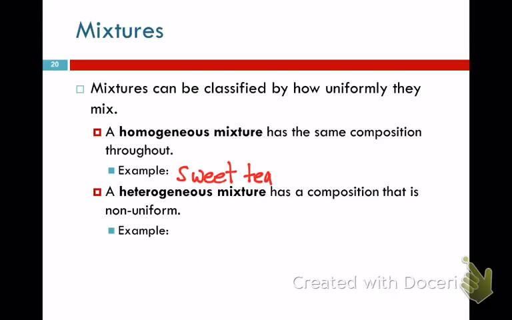The composition can be varied by changing the amount of sugar that goes in there. For compounds, it can't be varied. It's always the same ratios, H2O, two hydrogens for every oxygen. Heterogeneous mixtures have a composition that's non-uniform.